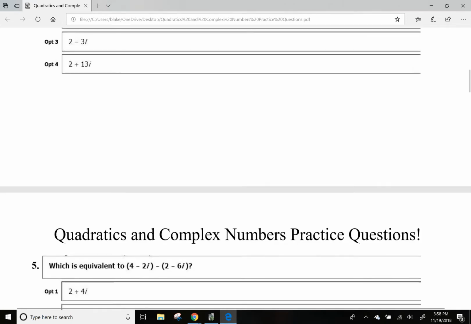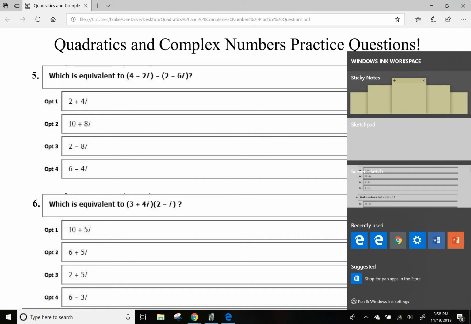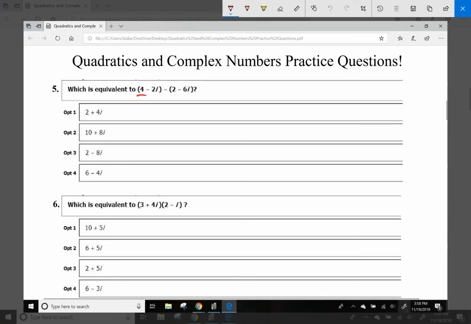Number 5, again, kind of similar. Just be careful with all the negatives that are going on here. Combining like terms, 4 minus 2. 4 minus 2 is 2. And then -2 minus -6. So minus a negative makes that plus 6. So -2 plus 6 makes 4i. So you'd have 2 plus 4i.